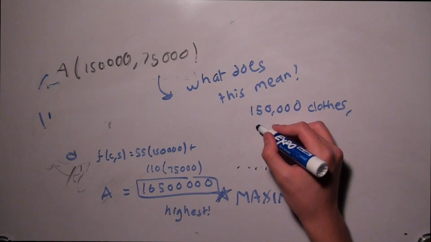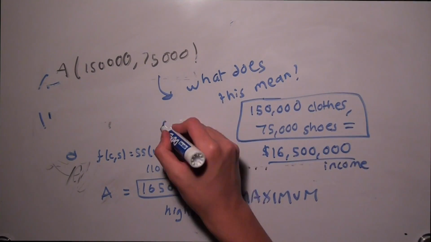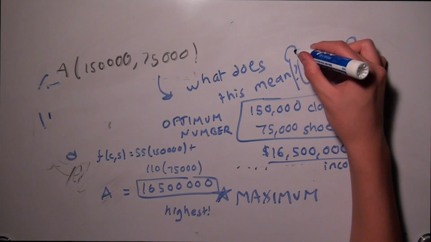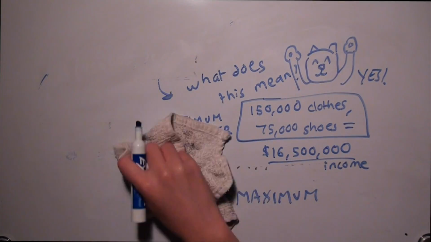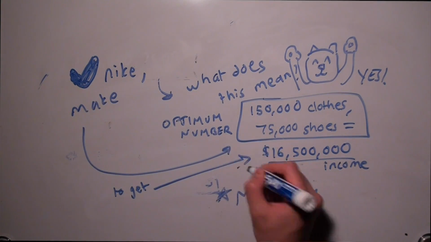So now we know point A generates the most profit, but what does that mean for the rest of the numbers? Well, that actually means that 150,000 clothes and 75,000 pairs of shoes will generate you $16.5 million in income. So now we can tell Nike that these are the optimum numbers, and we have thus succeeded in our objective in order to find the most that Nike can produce during one manufacturing cycle within the constraints that they have supplied.